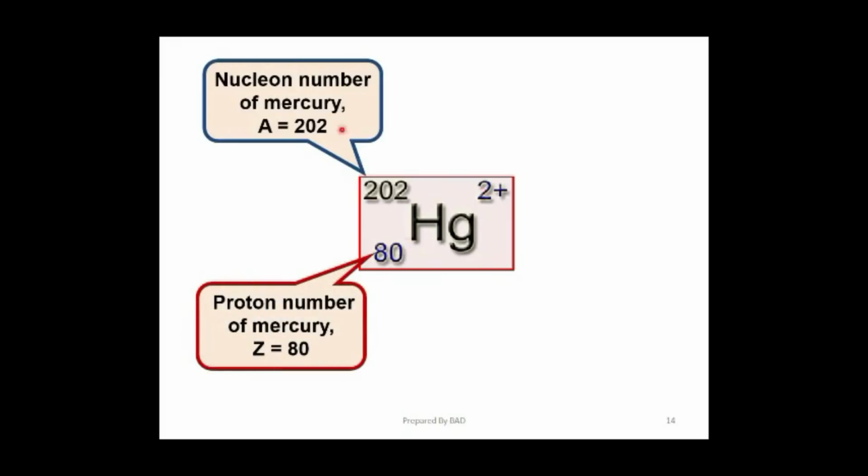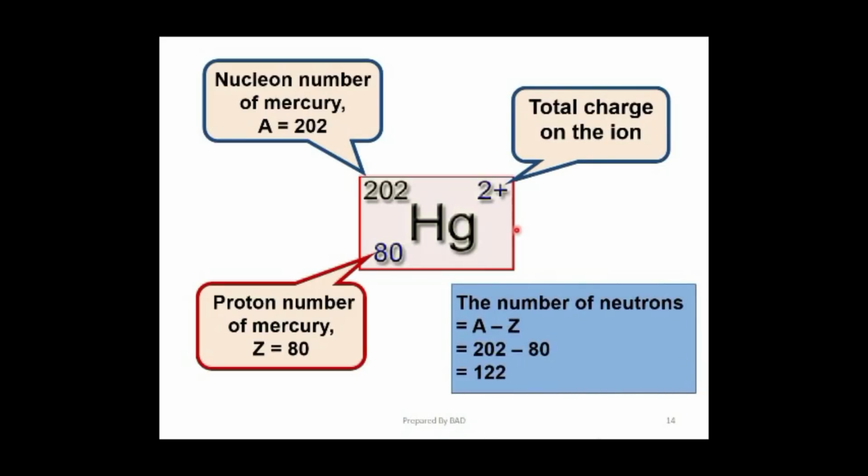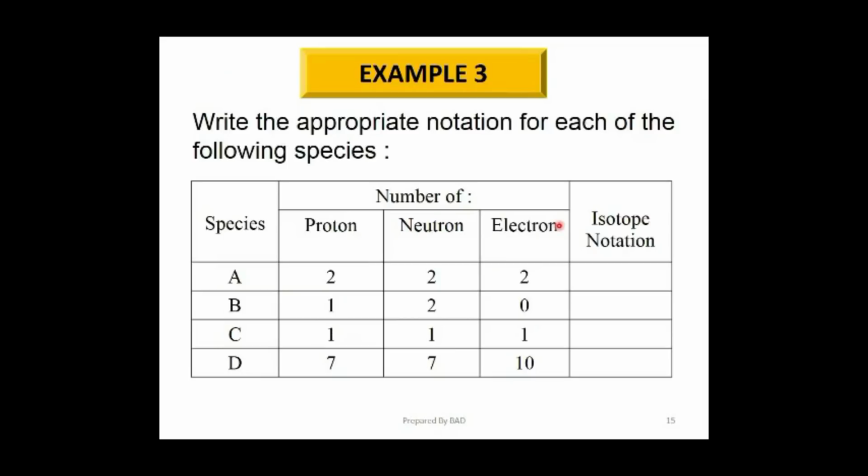For example, Hg is mercury, number of nucleons 202, number of protons 80, charge is positive 2. So it means the number of neutrons is 202 minus 80, 122 neutrons. The number of protons is 80, but the number of electrons is 78, because positive 2 means lost 2 electrons. So this is an example.